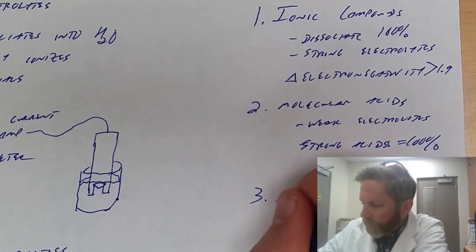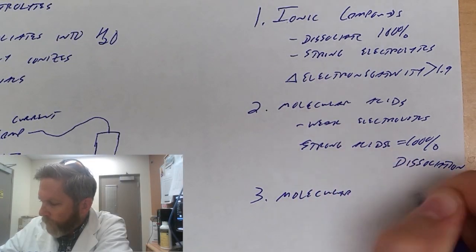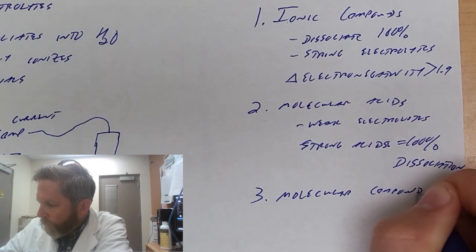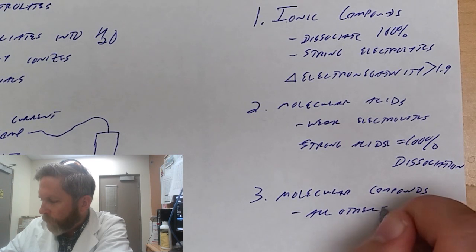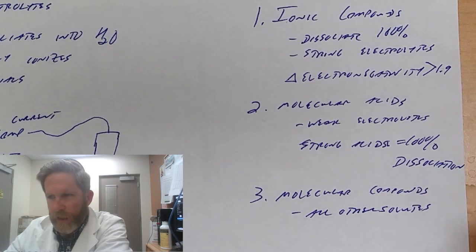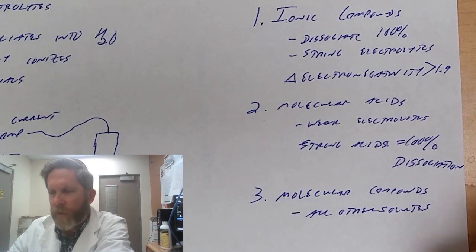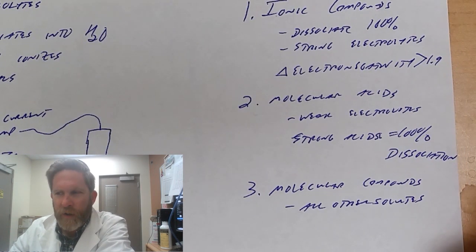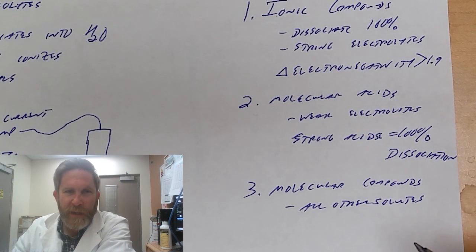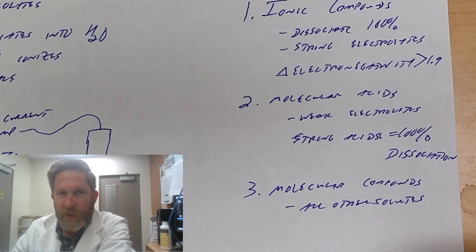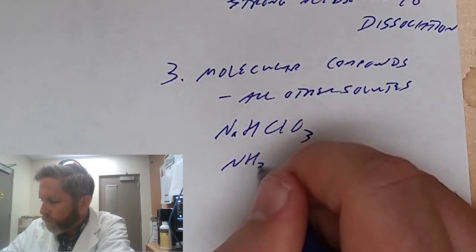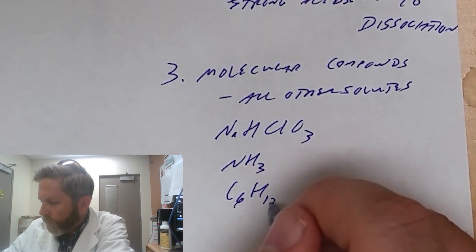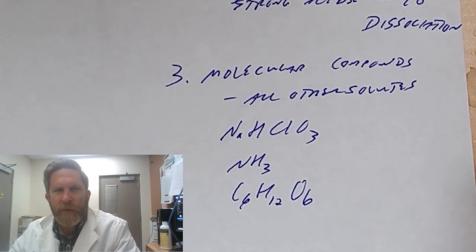And finally, we're going to look at molecular compounds. That is all other solutes that are compatible with and will dissolve in water. So we're going to look at a few other materials that will interact with water and measure what contribution they make to the conductivity. Many things dissolve in water. Bleach dissolves in water. Ammonia dissolves in water. Glucose dissolves in water. And so those are other things we could look at.